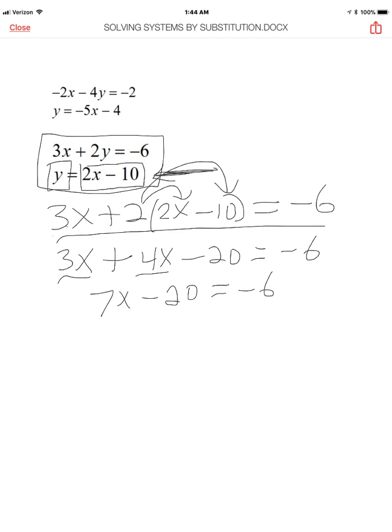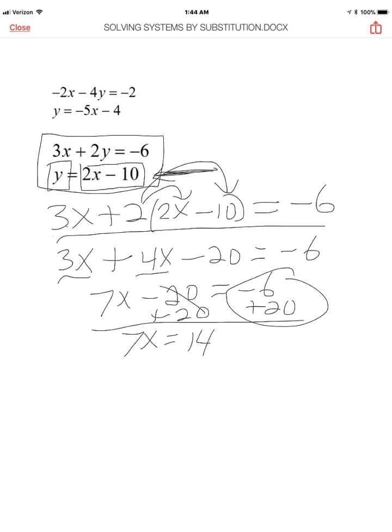We want to cancel negative 20, and we do that by adding 20 on both sides. So now we have 7x equals, this cancels, which was the objective of why we did that, positive 14, because negative 6 plus 20 is positive 14. Now we divide both sides by 7, and then we have x equals 2.